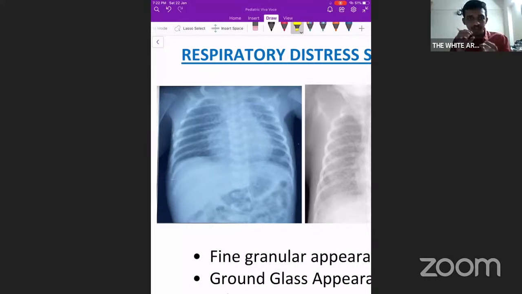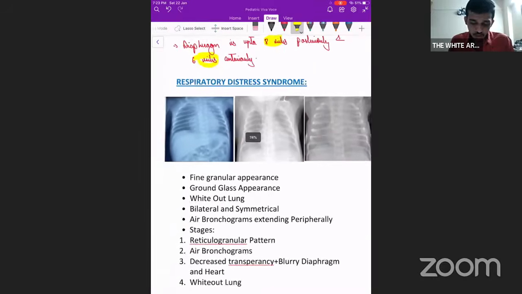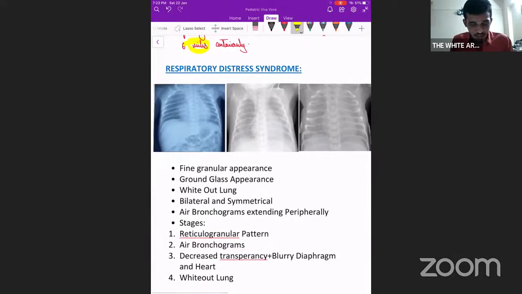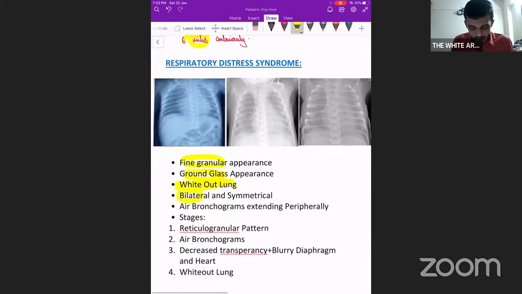When this collapse and consolidation happens, there can be some amount of obstruction to the airway, so the lungs can become hyperinflated, correct? So there will be a mix of pathology. What you get is bilateral involvement of fine granular appearance. This is the first stage. Then if it progresses further, it can have a ground glass appearance, and the last and final stage is white out lung. Again, the pathology will be bilateral and symmetrical, and the air bronchograms which you see extend peripherally.